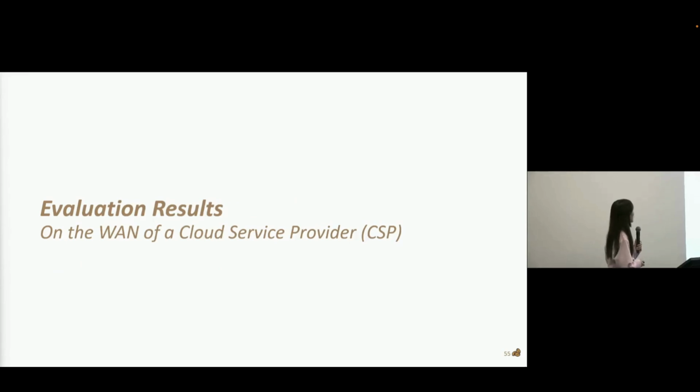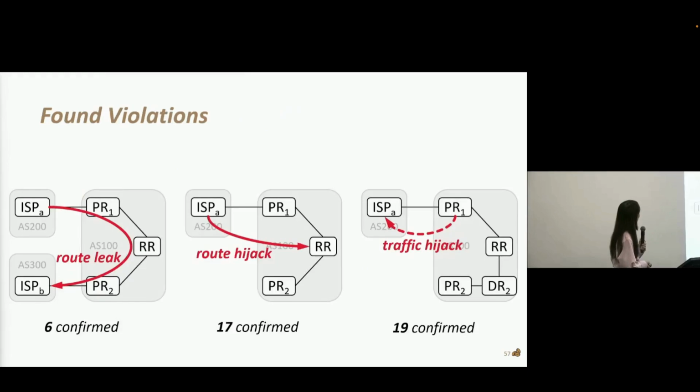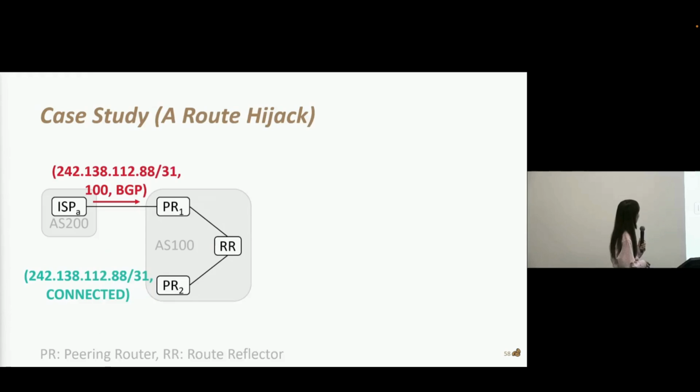Finally, we show the evaluation results. We've run Expresso on one of a cloud service provider, CSP1. It contains 4 regions, which have several peering routers that establish eBGP peer sessions with external neighbors, and they are connected by a route reflector. We have found route leak, route hijack, and traffic hijack on CSP1. And I will show the details of a potential route hijack.